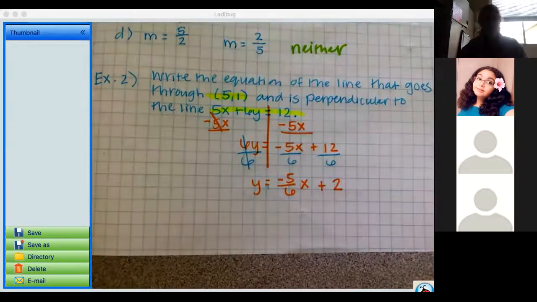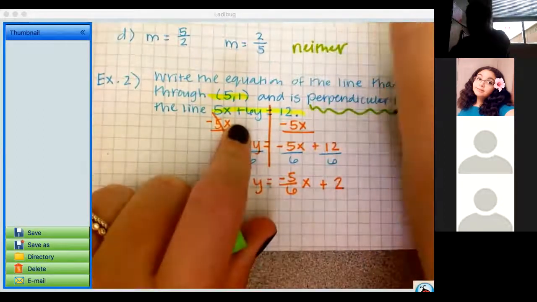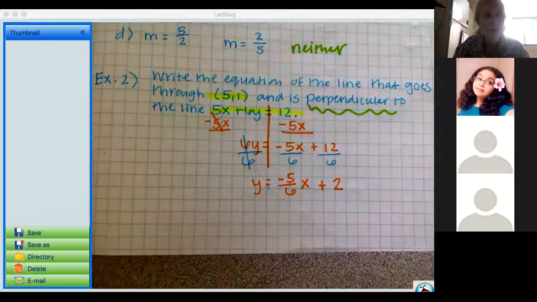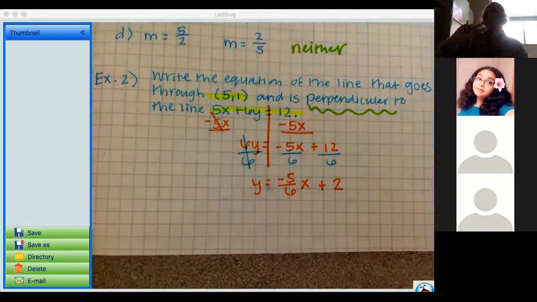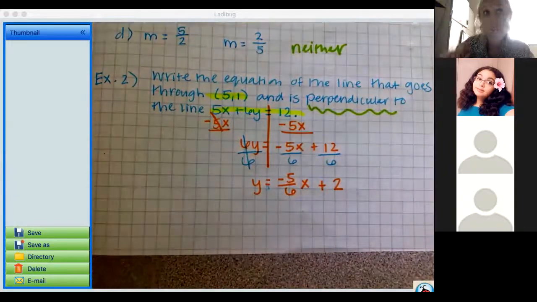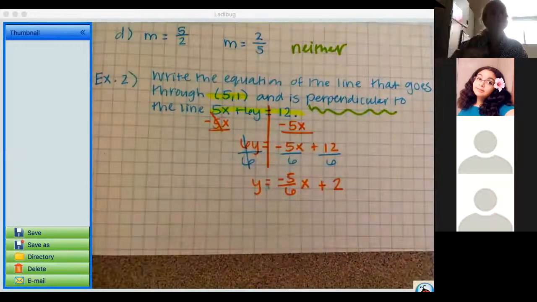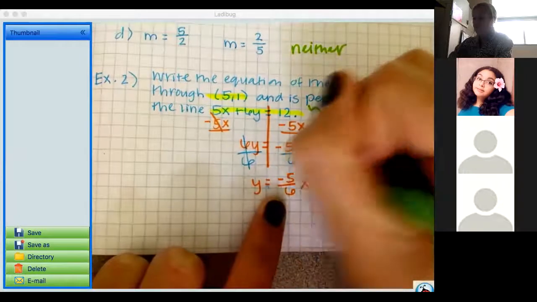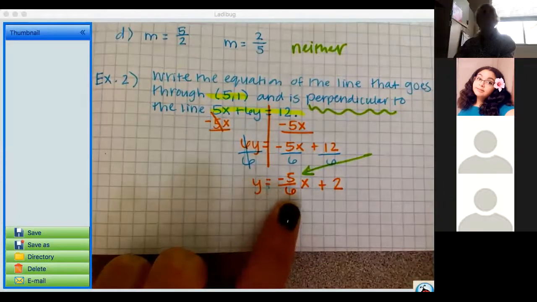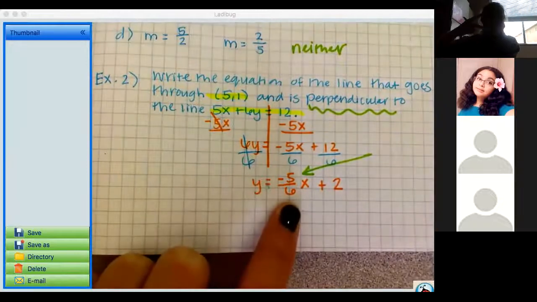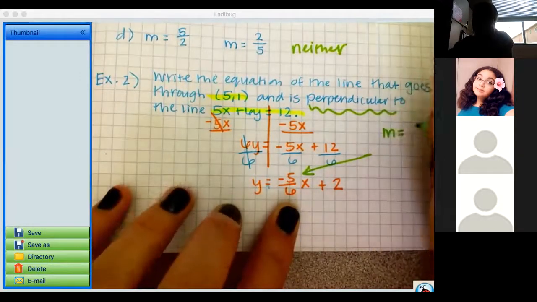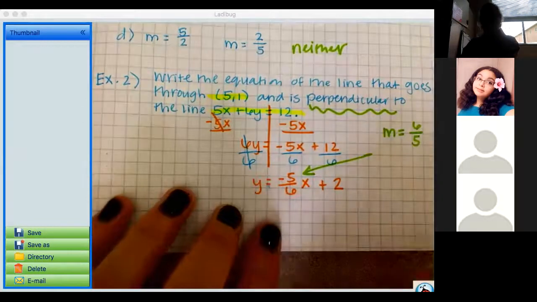So what I need to do is find the perpendicular line to this line. What do we know about perpendicular lines? What do I have to do to the slope? Flip it and switch it. Is everybody with me? So what's my original slope? Negative 5 over 6. Flip it, so now it's 6 over 5, and switch the sign. Instead of negative, it's going to be positive. So my perpendicular slope is positive 6 over 5.